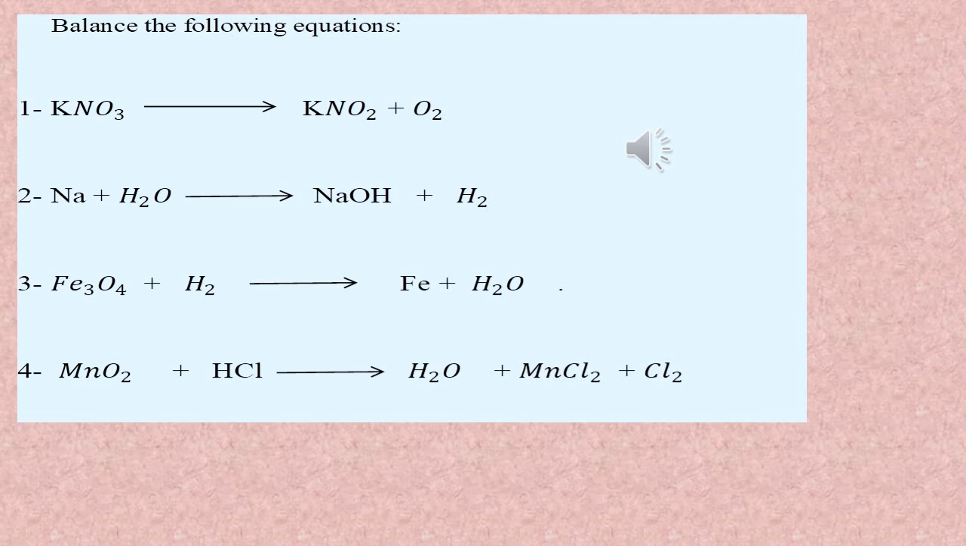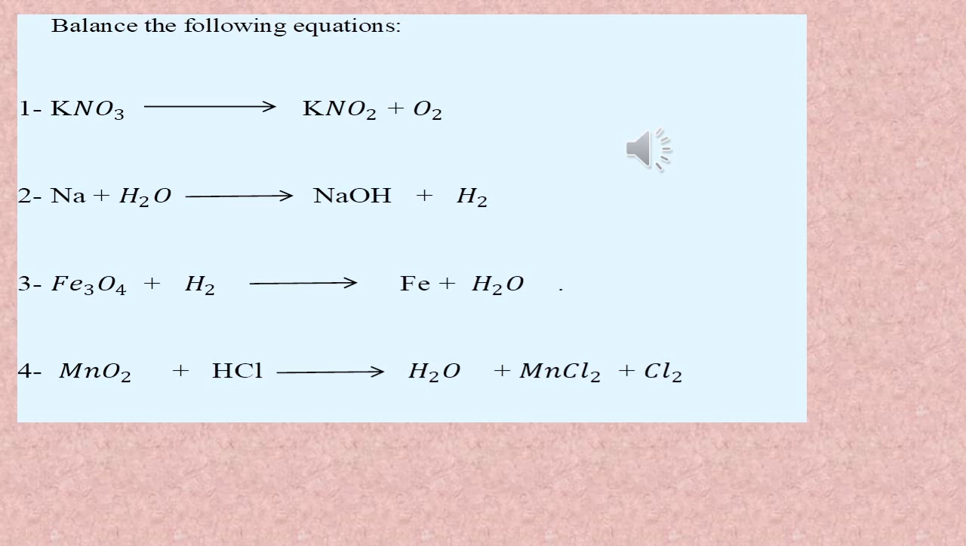Number 2, Na plus H2O gives NaOH plus H2. The number of sodium on both sides is 1, and the number of hydrogen in the reactants is 2 and in the products is 3. The number of oxygen on both sides is 1. Okay, if I put 2 in the molecule of water, the number of hydrogen will be 4 and the number of oxygen will be 2. So I put also 2 in NaOH.